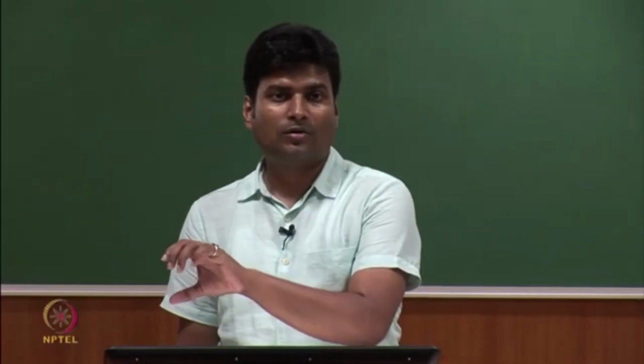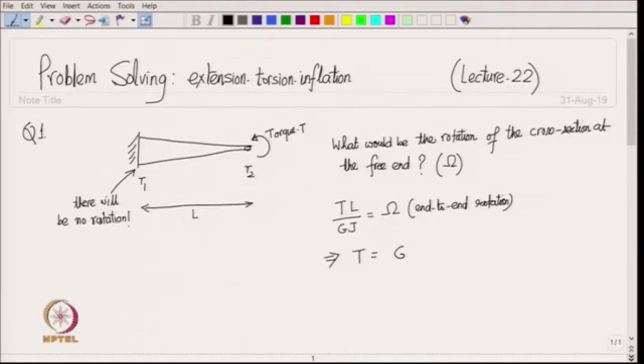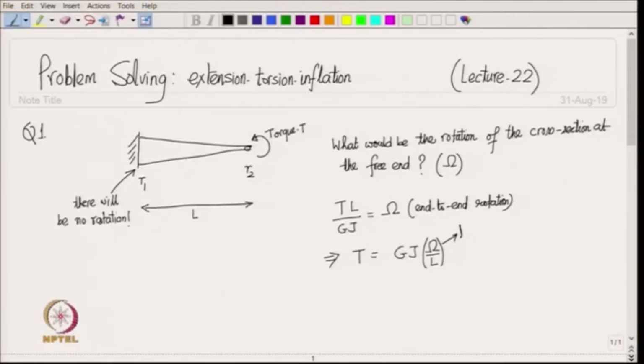But the only problem is that here the radius of the cross section is varying, whereas in the problem that we dealt with in the last class, the cross sectional radius was the same all along the entire length L. Now, recall that we also wrote this equation as torque T equal to G J times omega by L, where omega by L is actually the rate of change of rotation of the cross section, and that is also called twist. When the cross section was not varying, this twist was constant all along the rod.